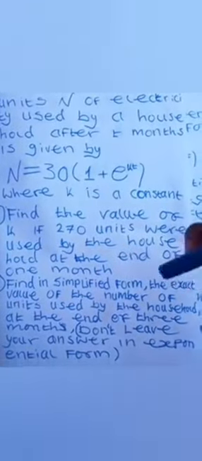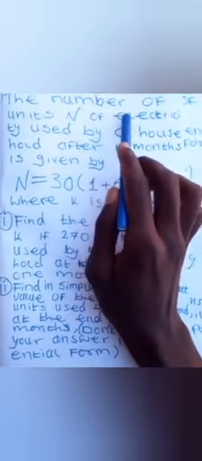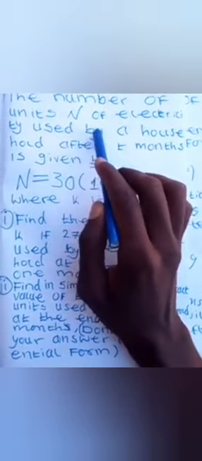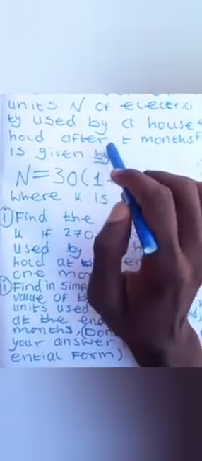Hey guys, so let's now look at this question involving the application of the exponentials. The question says that the number of units N of electricity used by a household after 3 months is given by this formula here, where K is a constant. Find the value of K if 270 units were used by the household at the end of the month.